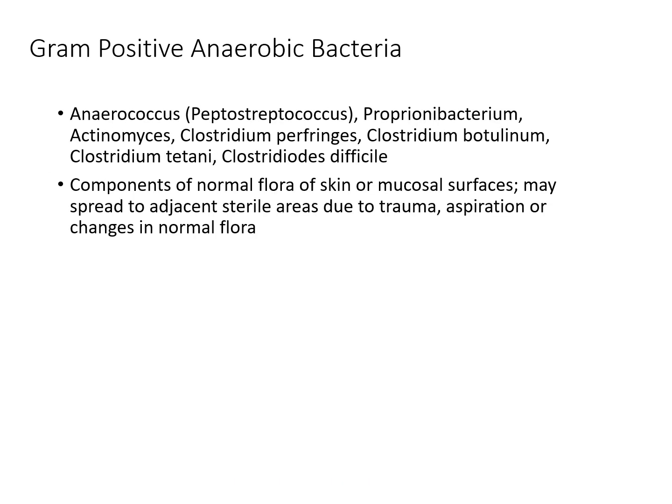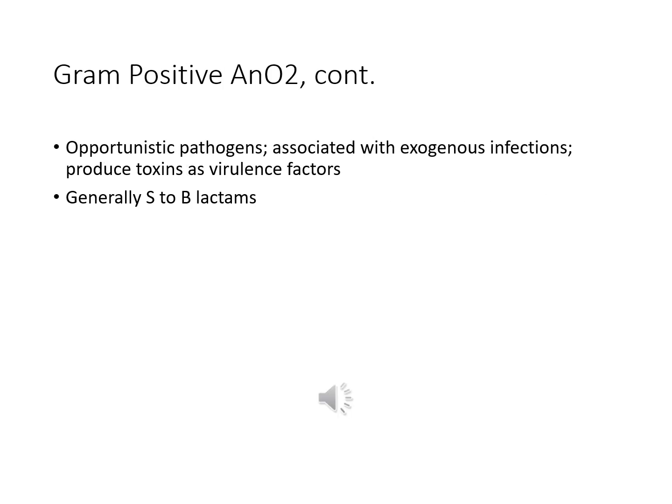For gram-positive anaerobic bacteria, these organisms are components of the normal flora of the skin or mucosal surfaces. They can become opportunistic pathogens by spreading to adjacent sterile sites. Some common routes of spread can include trauma, aspiration, and alterations in the normal flora, like using antibiotics. Most of our gram-positive anaerobes are what we consider opportunistic pathogens, so they're associated with exogenous infections. They typically produce toxins as a virulence factor, and generally they are susceptible to the beta-lactams. So think of your penicillins with beta-lactams.